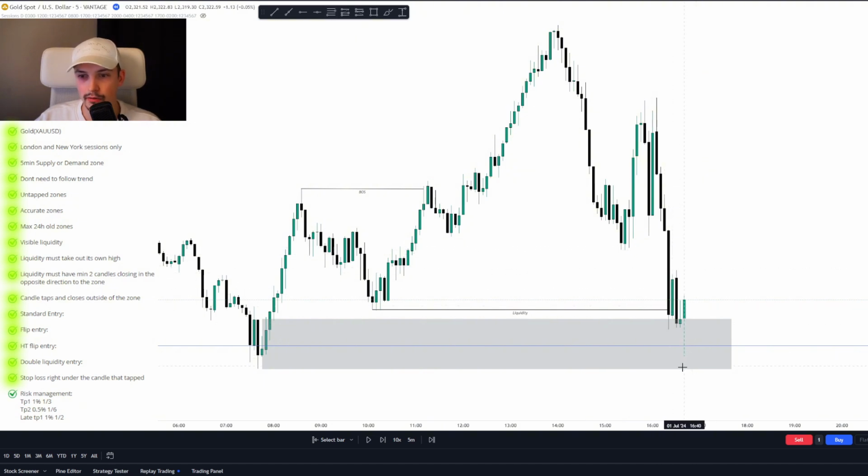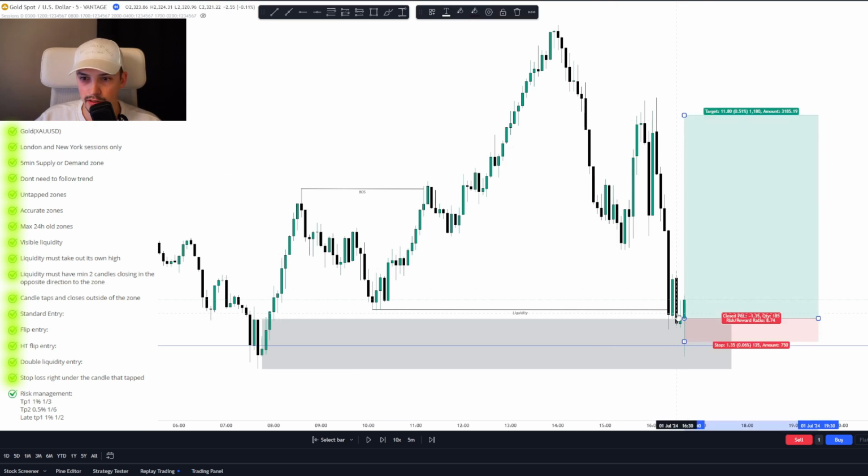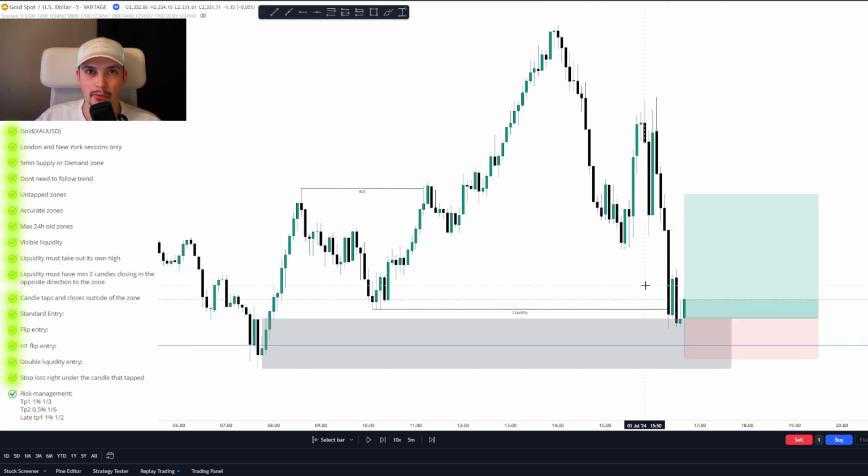It takes it out and then it reacts very well. You want to enter from this close instead of this one. If you enter here, you would be stopped out. So always when it's a trend line or a resistance line, wait, be patient, and enter when you know that all the liquidity is taken.